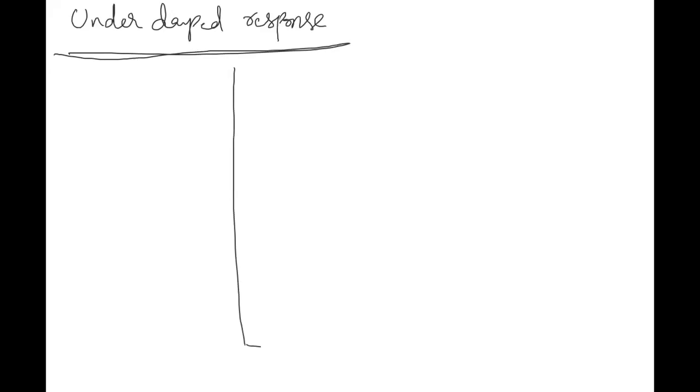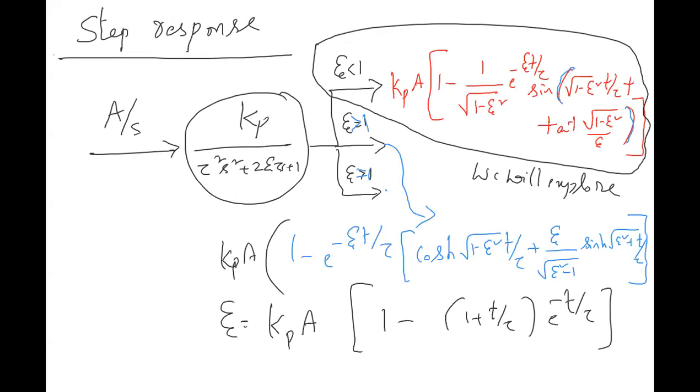If you see the responses here, when zeta is less than 1, it is oscillatory because of sine. When zeta is greater than 1, it is not oscillatory because cosh is not oscillatory. Cos is oscillatory. So when zeta is equal to 1, then it is this response, non-oscillatory.